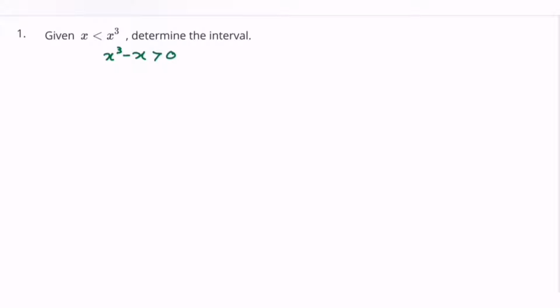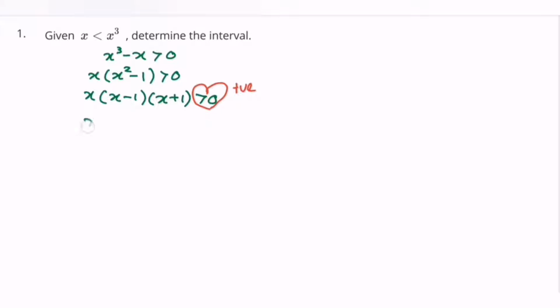Next is to factorize the situation. So we have x(x squared minus 1) greater than 0. And kindly refer to the x squared minus 1. By using the formula, we can factorize the situation where we have x multiplied by (x minus 1)(x plus 1) greater than 0. Since this is the simplest form, what we can do is to determine the sign, which is the positive sign. Next, split the situation. So we have x greater than 0, x greater than 1, x greater than negative 1.